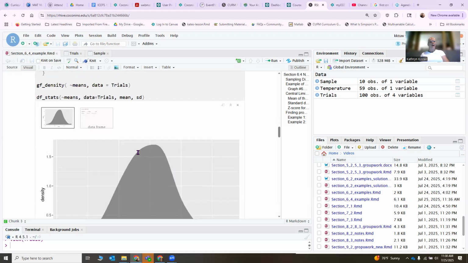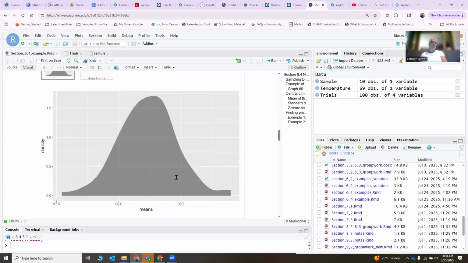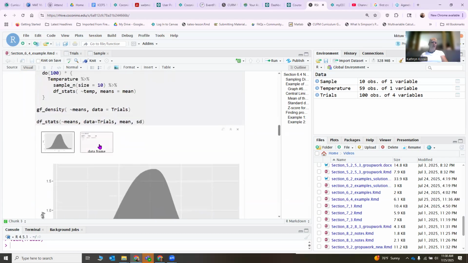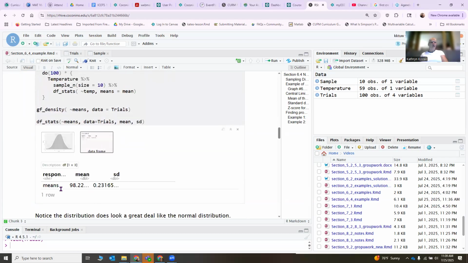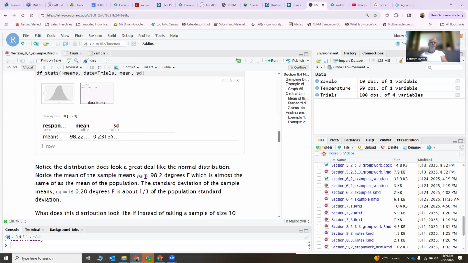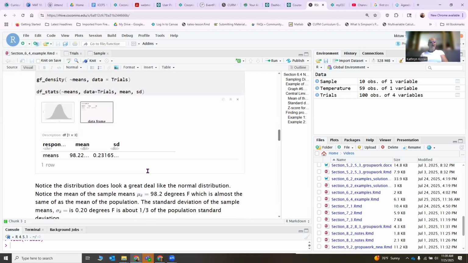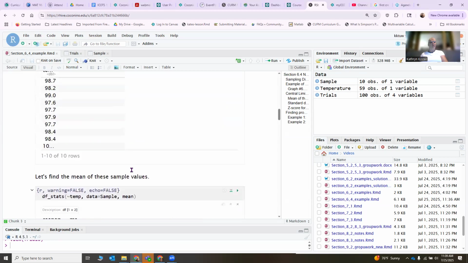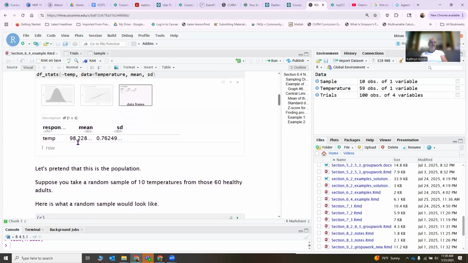So it looks like it might actually be somewhat like a normal distribution. If I did this again, I'd probably get something different looking. Looking at this, I notice my sample mean is 98.2 and my standard deviation is about 0.23. So it does look like it's a normal distribution. The mean is 98.2, which is almost the same as the population mean. If you go back up to our population, remember our population mean was 98.2. So we're almost the same.